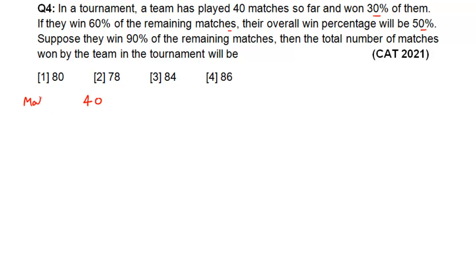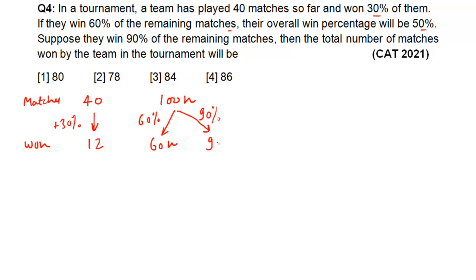I'm just writing here matches. 40 matches have been played by the team, and they won 30%. So 30% they won, so they have won 12 matches. Now the remaining matches are not given, so just assume n, or we can assume 100n. 100n is the remaining matches, and if they win 60% of it, that means 60n matches. This is one situation, and in the other situation, if they win 90%, that means 90n.